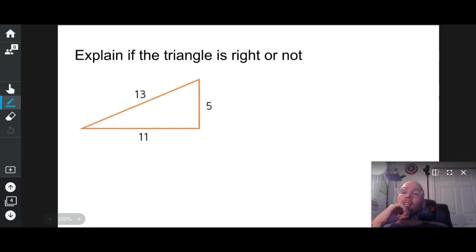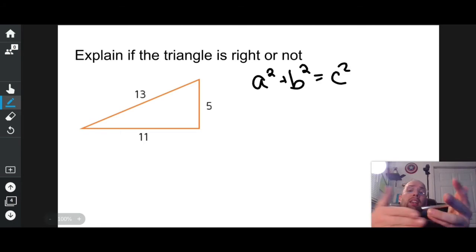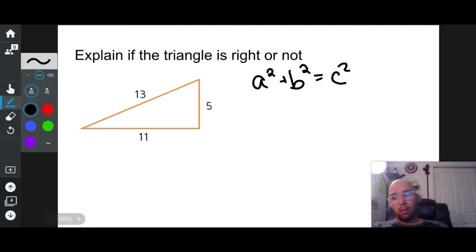The way you see if a triangle is a right triangle or not a right triangle is you use the Pythagorean theorem. This idea is called the converse of the Pythagorean theorem. You see, rather than me finding a missing side, I have all of my sides and I need to see if this is right or not.